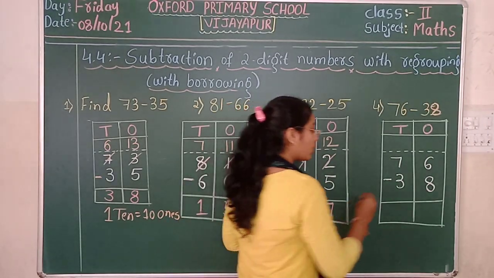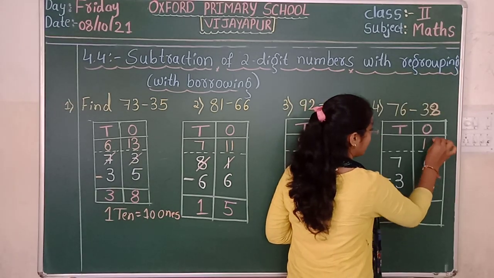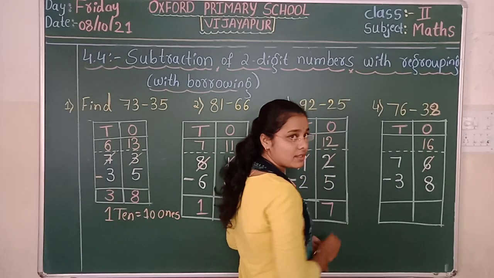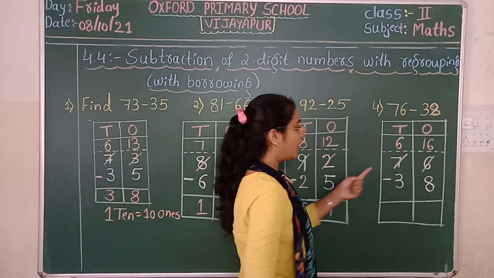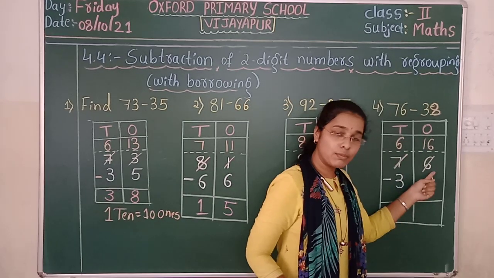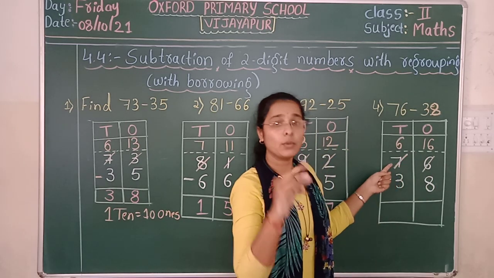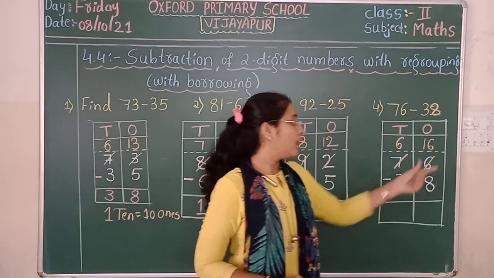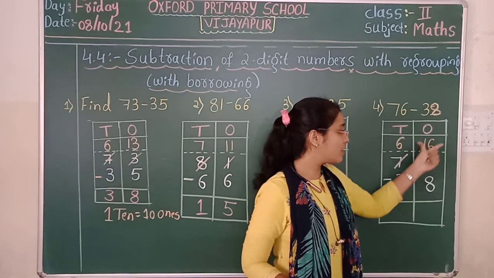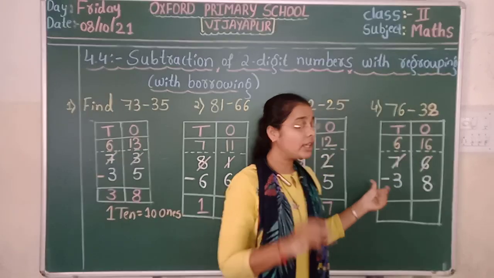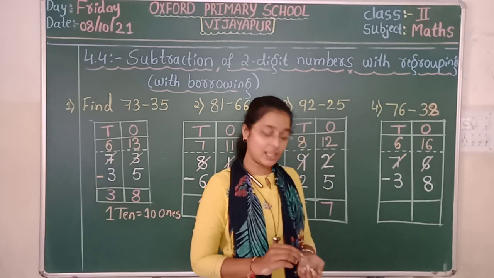We cannot subtract a bigger number from a smaller number. So we have to regroup this 6 as 16. How does this 6 become 16? By making this 7 as a 6. Here we have to add 10 to the ones place and subtract 1 from the tens place. By adding 10 to the ones place we got 16. By subtracting 1 in tens, 7 became 6.